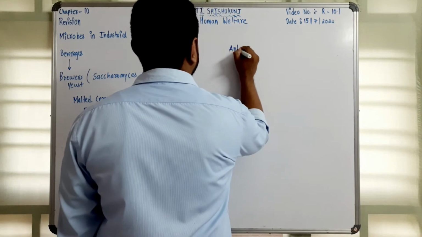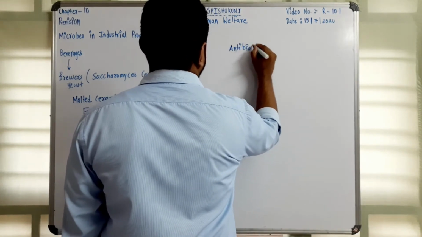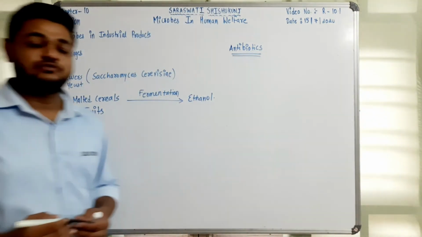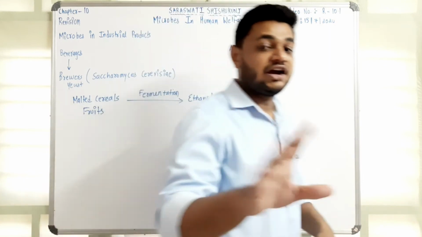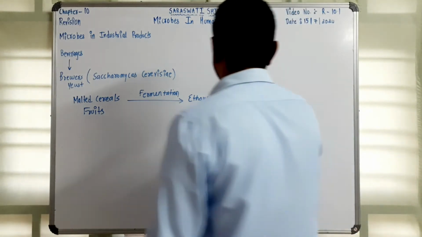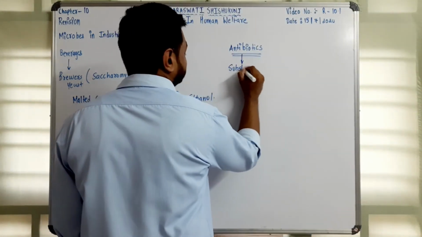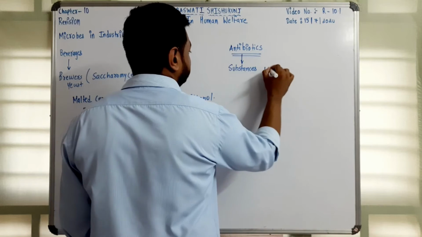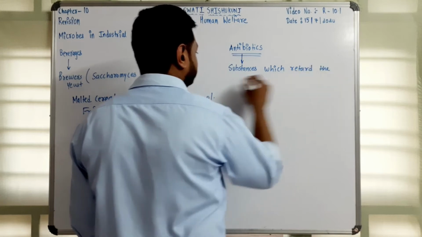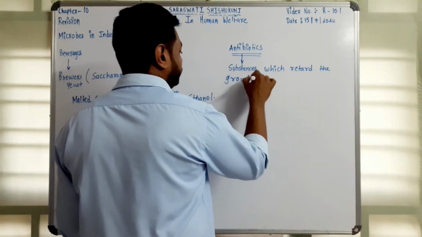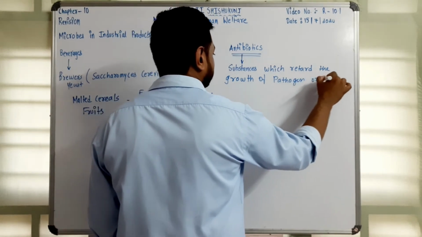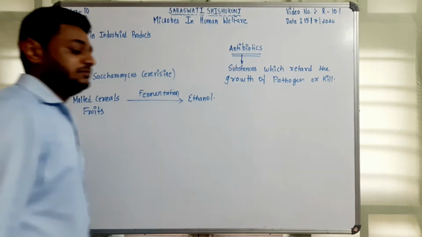Next one is about the antibiotics. You are familiar with this term, antibiotics. Antibiotics are such kind of chemicals produced by the microbes which retard the growth of microbes. Substances which retard the growth of pathogens or can kill the pathogen. Substances which retard, means reduce the growth of pathogen or kill it, are called antibiotics.